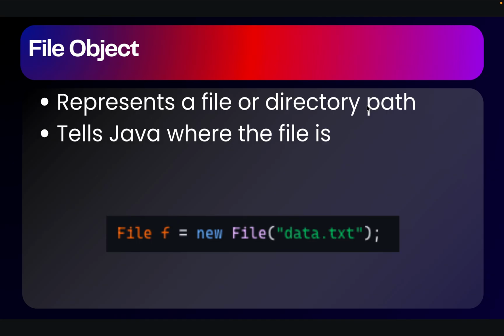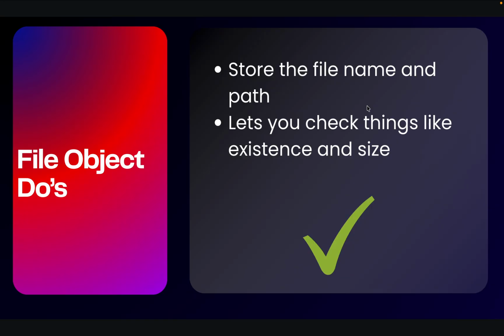So in the example you see here, the first word we have is File, basically creating a File object called f that is going to hold a new file called data.txt. So when you're working with your File objects, here's what they do. Basically, the File object is going to store the file name and the path, and that File object is going to let you check things like existence and size or other file methods.